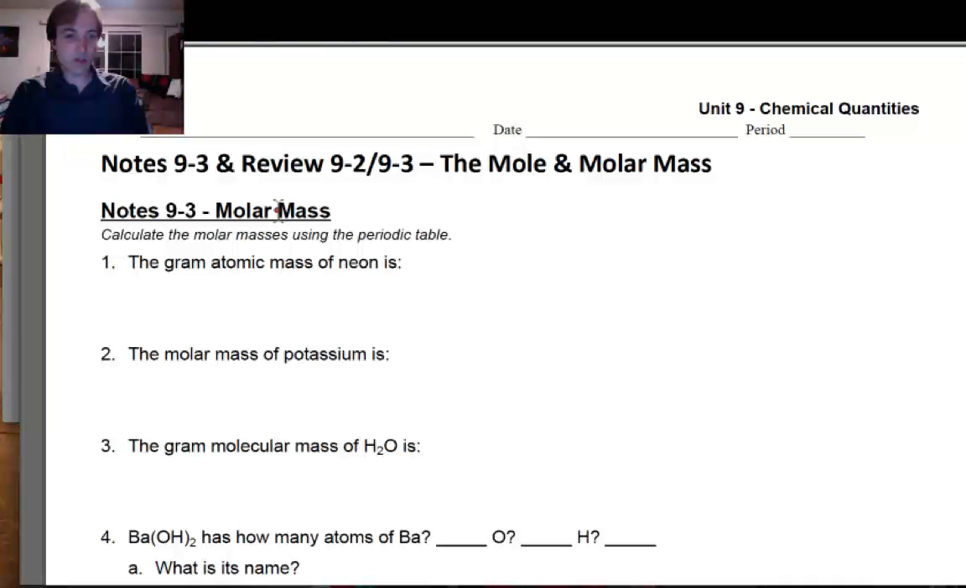Okay, so let's look at the first example here. It says, calculate the molar masses using the periodic table. Well, technically number one doesn't really want the molar mass yet, so don't get worried about this term yet, okay? They simply want the gram atomic mass of neon. So right off the bat, this tells us that we need to look for the atomic mass of a particular element, neon. We can do that by going to the periodic table.